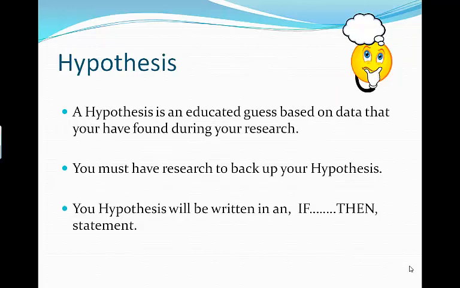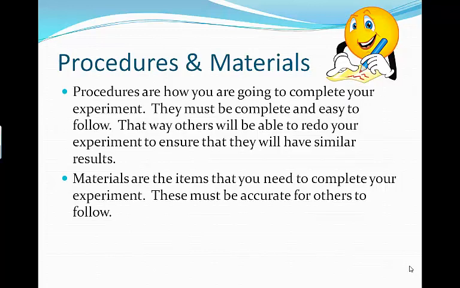Next thing is we come up with our hypothesis. A hypothesis is an educated guess based on the data from your research, and it helps you decide what you're going to try to prove. You need to look at it, come up with an educated guess, and go, okay, this is what I'm going to try to prove. You must back it up with that research, and it needs to be written in an if-then statement. If I do this, then this will be the outcome.